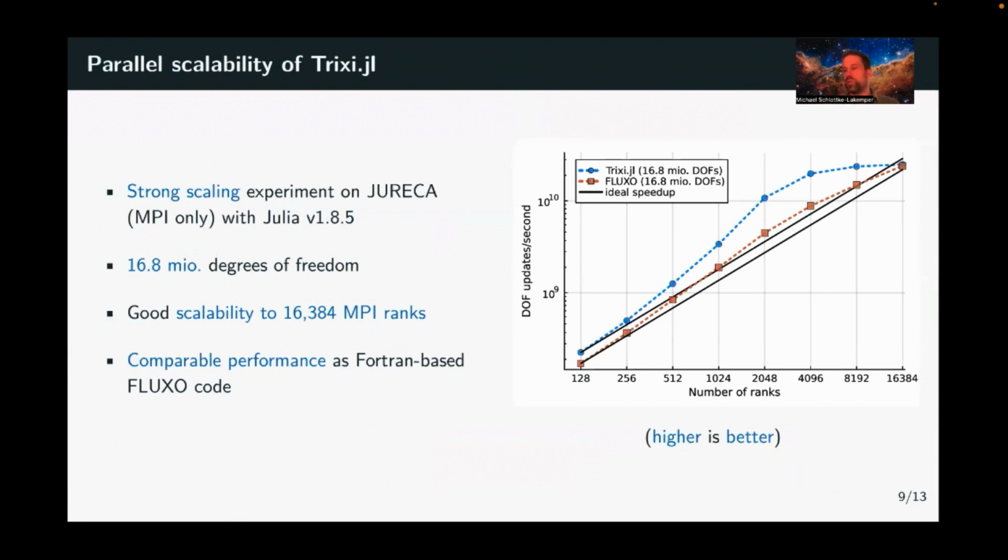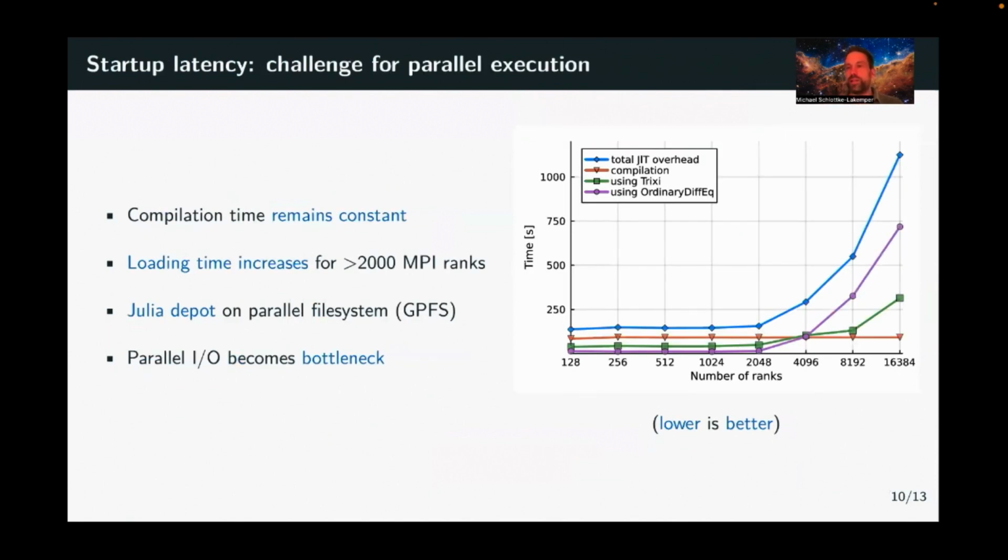So, of course, we also wanted to go to higher core counts than 16,000. However, we investigated and looked a little bit at the startup latency. As you all know, Julia is a just-in-time compiled language, so you have some sort of startup latency. And we looked at things like compilation time and code loading time. And up to 2,000 ranks, everything actually was quite nice. So you see different curves here. For example, the orange curve is compilation time. And for example, the purple curve is using OrdinaryDiffEq. That stayed fairly constant. But with more than 2,000 ranks, the purple curve started to grow quite fast.